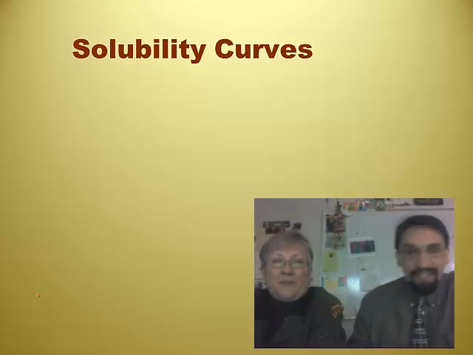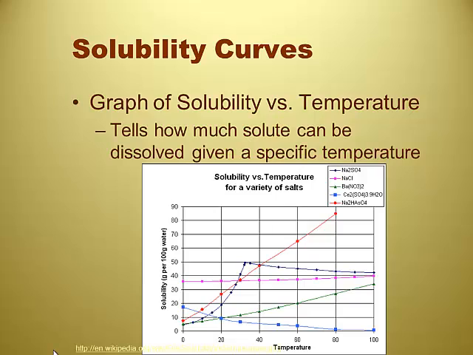Solubility curves. Get ready to read some graphs, is basically what this is. What you see here is a graph of solubility versus temperature. Not all solubility curves look the same. Now these are salts, so these are all solids, correct? In water, because if you look at the y-axis, it says grams per 100 grams of water. So these are all solutions of salts in water.